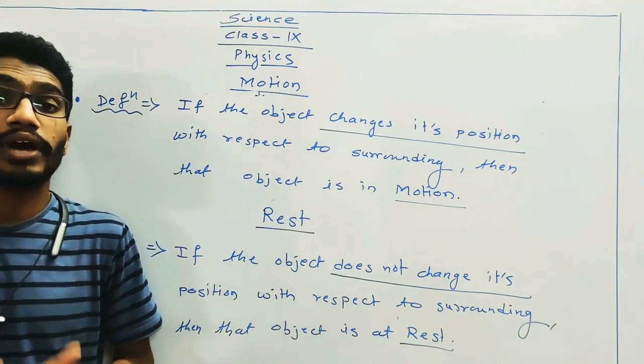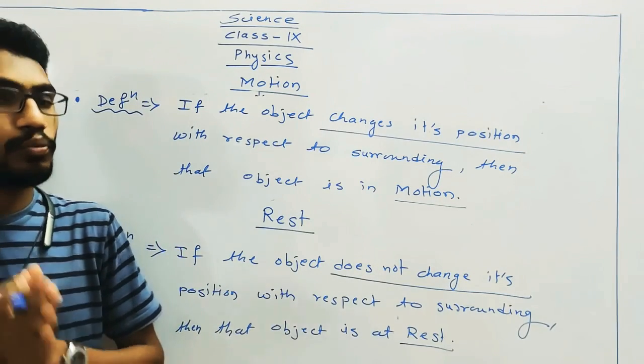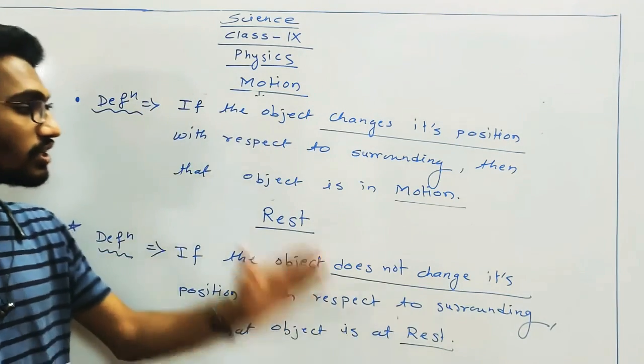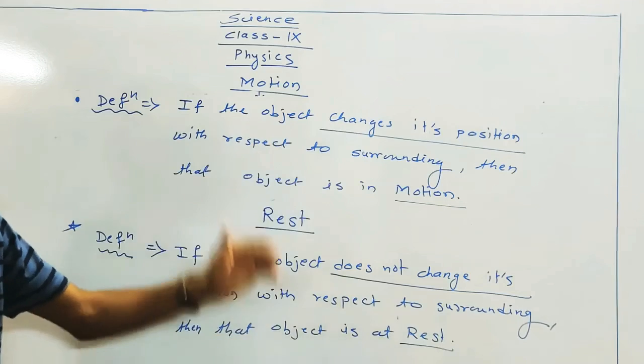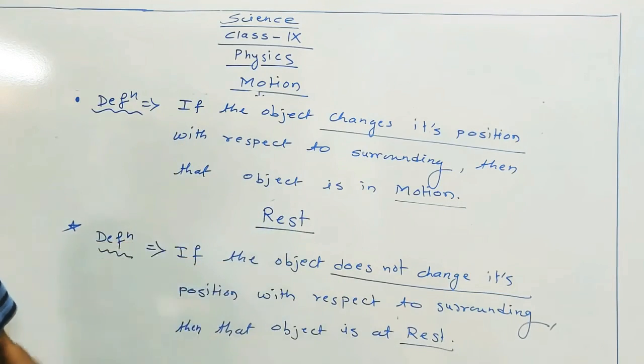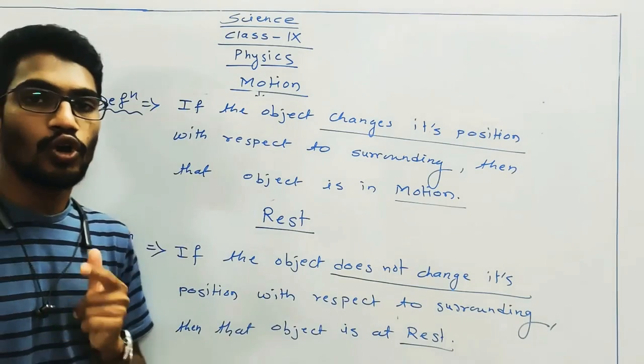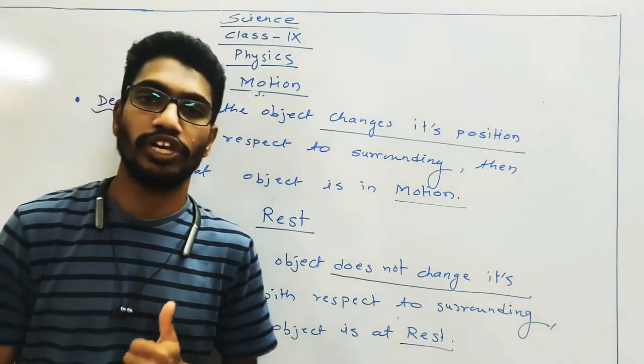Then what is meant by motion? If the object changes its position with respect to surrounding, then that object is in motion, and the opposite of motion is rest. If the object does not change its position with respect to surrounding, then it is at rest. Is it clear?